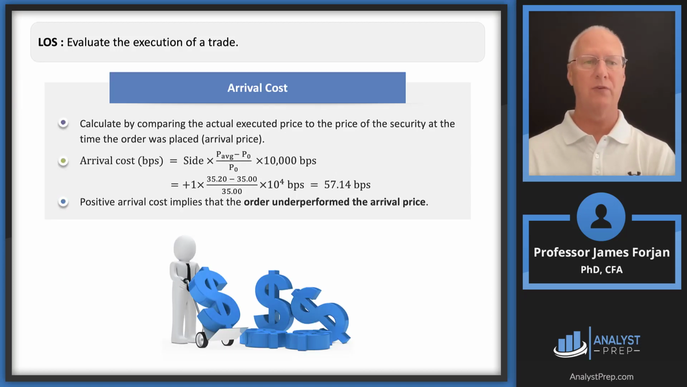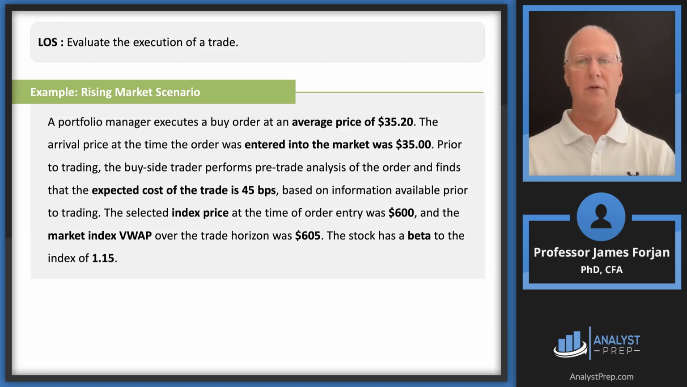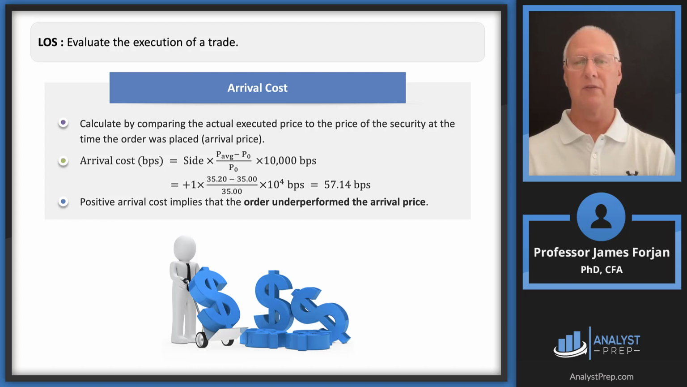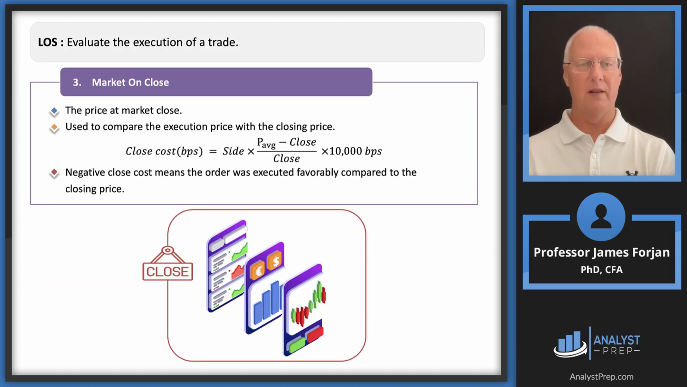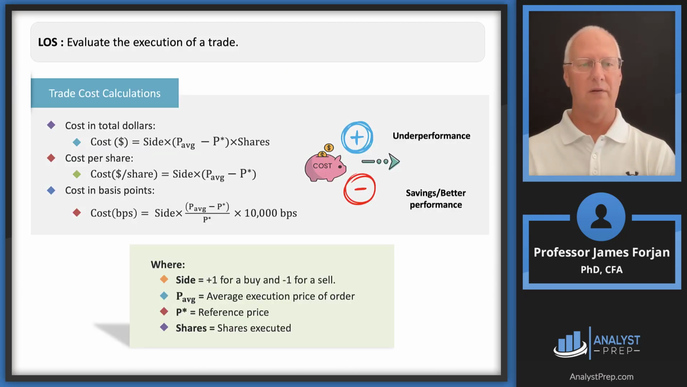Let's do arrival cost. Notice that the first part of the equation is the side, so it'll be a +1 for a buy and a -1 for a sell. All we're going to do is take the difference between those two prices. The price was 35, and then 35.20, take the difference there, and then figure it out in basis points. Just make the adjustment. So that's 57.14. What did we say back here? That was right here.